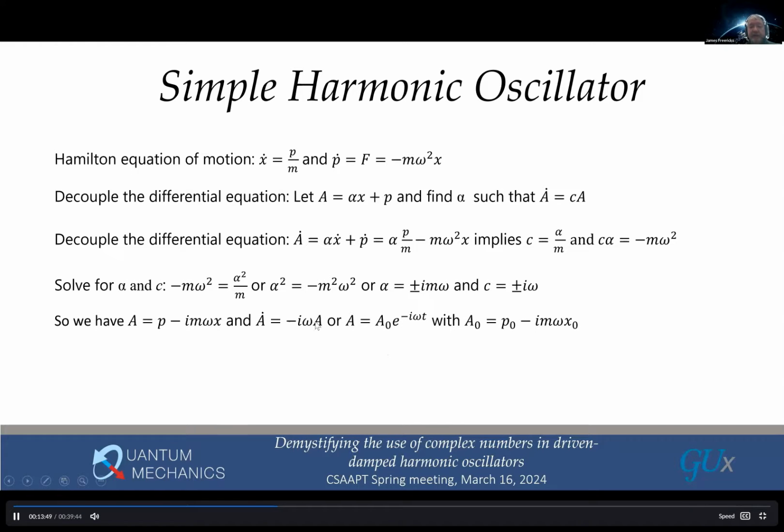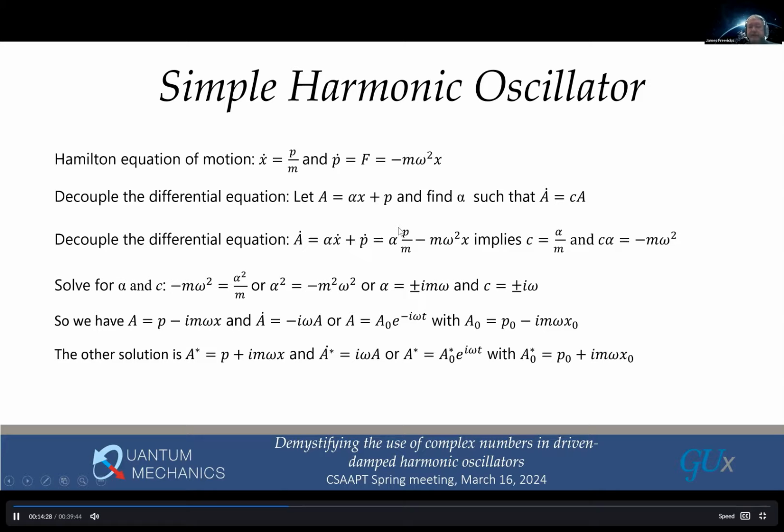a dot is minus i omega a. That means a is a0 e to the minus i omega t, where a0 is just the initial value of this, which is p0 minus i m omega x0. You can do the same thing for the a dagger or the a star. a star is then p plus i m omega x. It satisfies the differential equation with a plus i omega. And so a star is a0 star e to the i omega t, where a0 star is p0 plus i m omega x0.